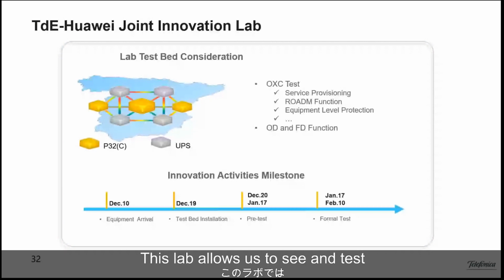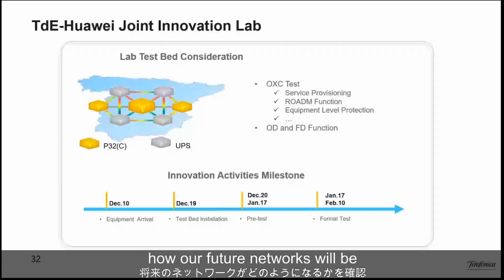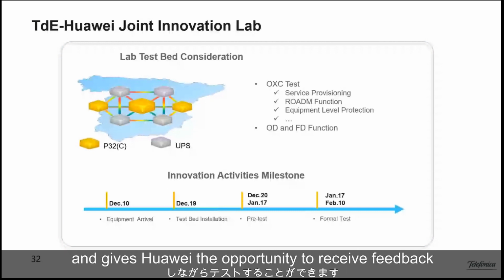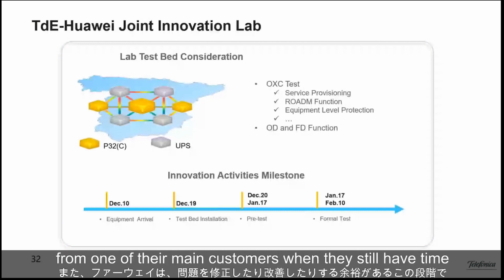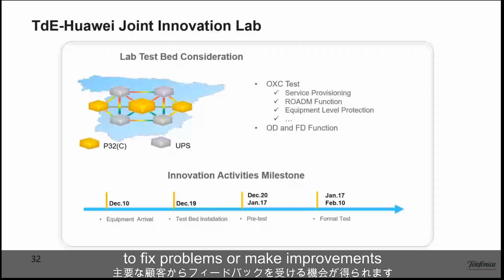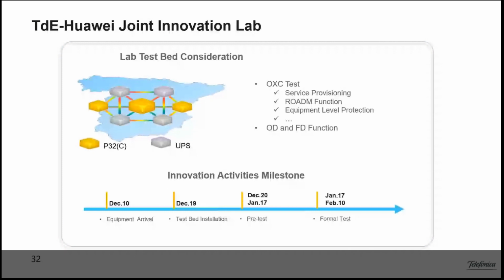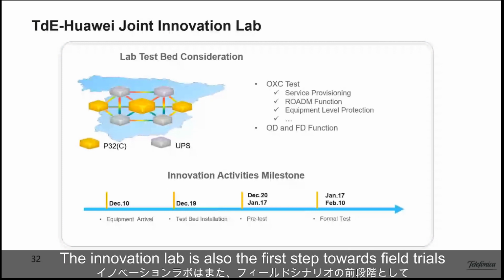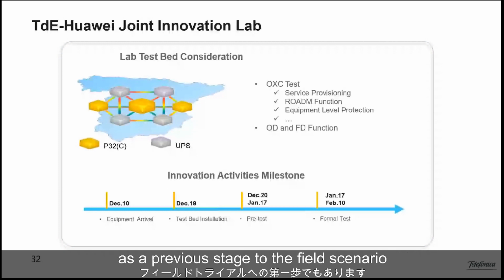This lab allows us to see and test how our future networks will be, and gives Huawei the opportunity to receive feedback from one of their main customers when they still have time to fix problems or improve some details. The Innovation Lab is also the first step towards the field trials, as a previous stage to the field scenario.